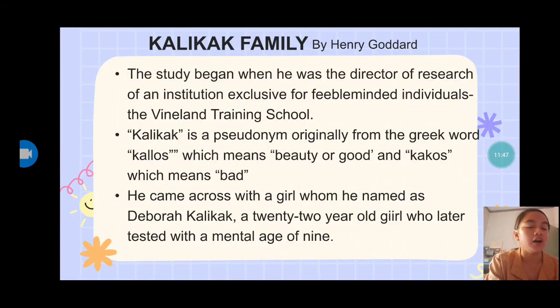The Kallikak family by Henry Goddard. The study began when he was the director of research of an institution exclusive for feeble-minded individuals, the Vineland Training School. Kallikak is a pseudonym originally from the Greek words kalos, which means beauty or good, and kakos, which means bad. He came across a girl whom he named Deborah Kallikak, a 22-year-old girl who later tested with a mental age of 9.